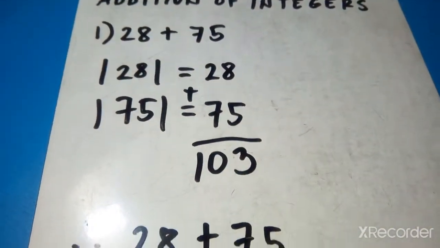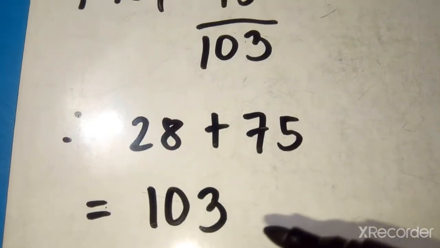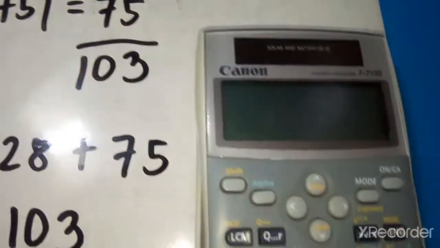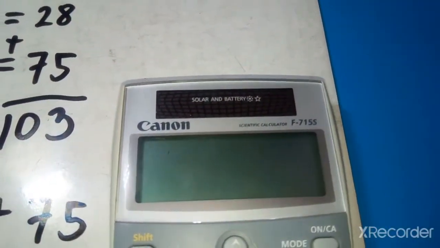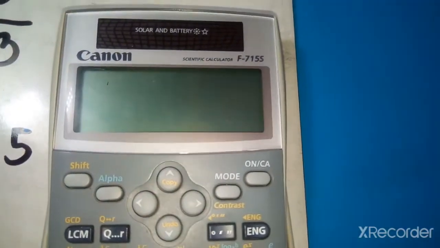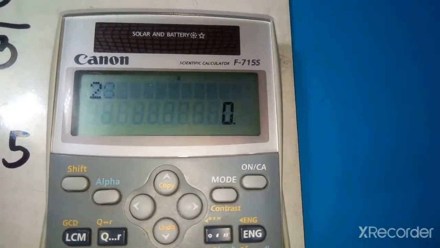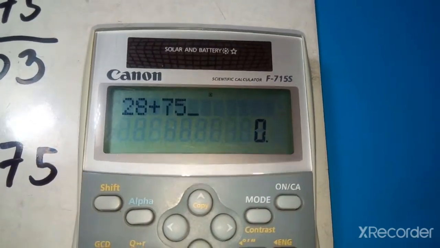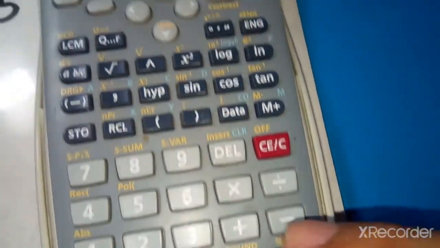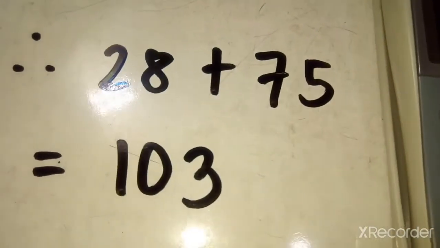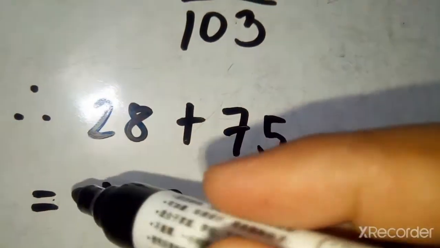Okay, so it's just a simple addition of numbers. So let me check using our calculator. So that's 28 plus 75 equals 103. Okay, so it's the same.